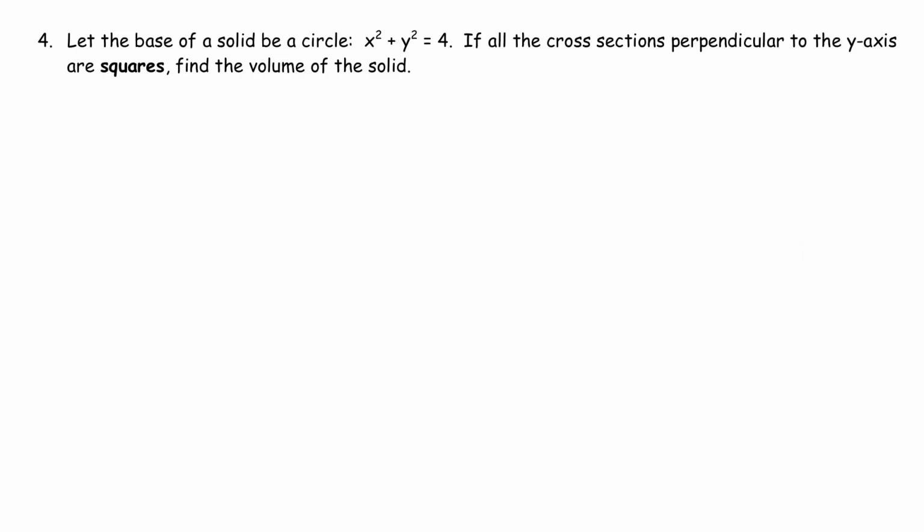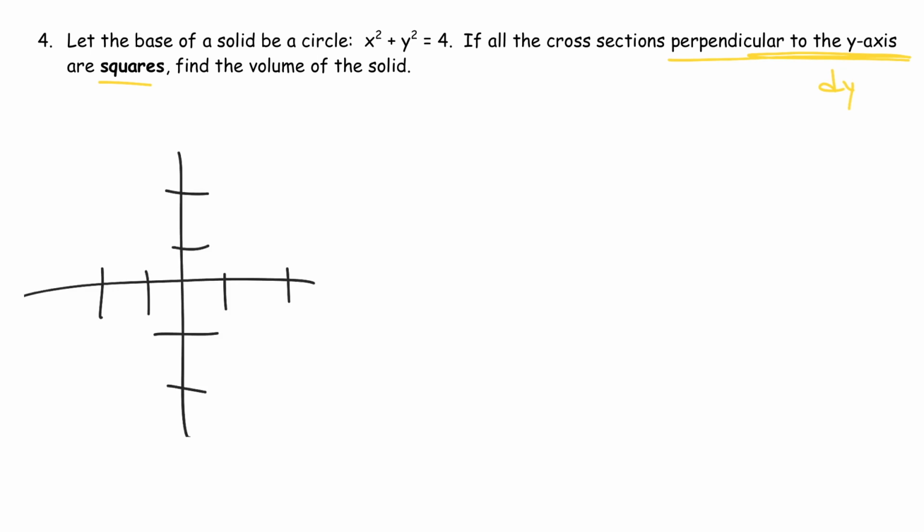All right, so this last problem here, we want to let the base of a solid be a circle, and all cross sections are perpendicular to the y-axis, so that tells us dy, and they are squares. Let's find the volume of that solid. So let's start by graphing. All right, so to graph a circle, x squared plus y squared equals 4. That's going to be centered at 0, 0, and the radius is 2 because our equation is equal to r squared. So here's a roughly drawn circle.